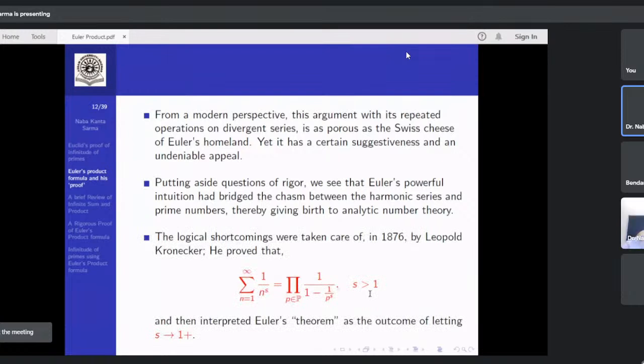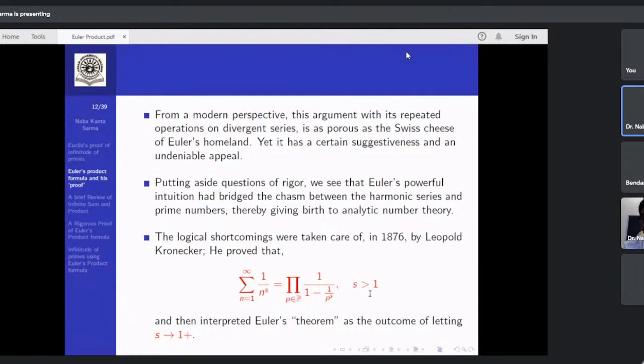There are obvious logical shortcomings in the proof given by Euler, and those things were taken care of in 1876 by Leopold Kronecker. He modified the statement a little bit by introducing a real variable s. Instead of taking the series 1 by n, he considered the series summation 1 by n to the power s. And on the right hand side also, instead of 1 minus 1 by p, he took 1 by 1 minus 1 by p to the power s, where s is any real variable greater than 1.